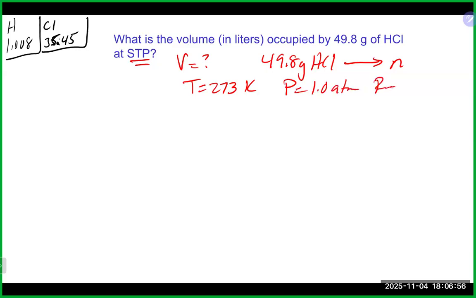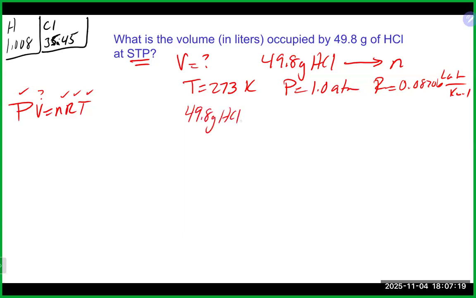And we always have R, which is 0.08206 liters atmosphere per Kelvin mole. So if we think about the ideal gas law, PV equals nRT, here we're going to be looking for volume. We do have pretty much everything else here. We do need to obviously convert our grams into moles. So we'll go 49.8 grams of HCl. We'll use the molar mass, which is basically just adding those two numbers together.